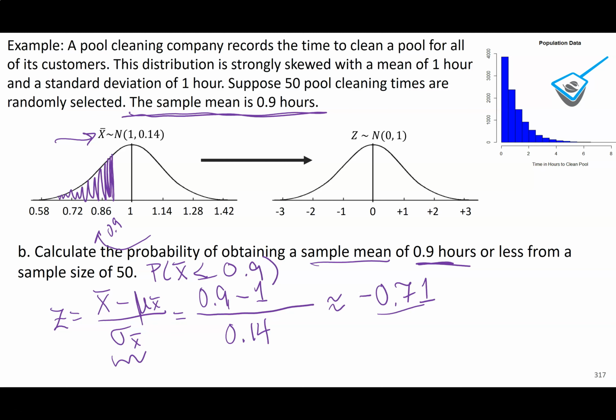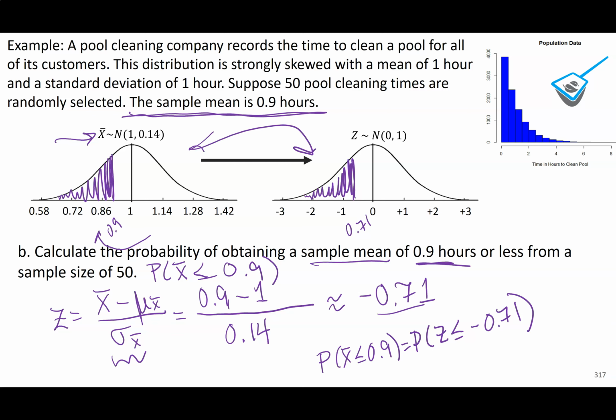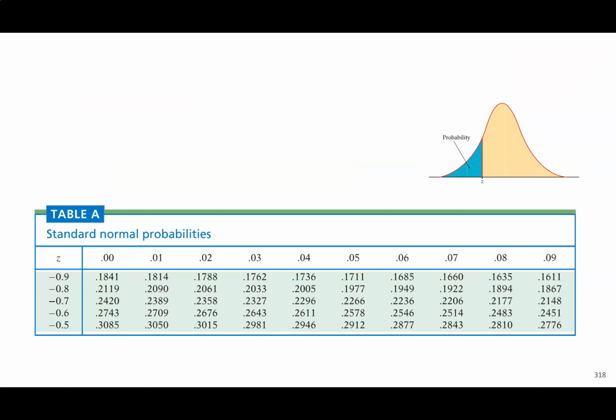So the probability that x bar is less than or equal to 0.9 is the same as the probability that z is less than or equal to negative 0.71. So here, negative 0.71. The shaded areas on these two distributions are identical. And I can use a z-table to find the shaded area on this one. So, the probability is less than or equal to negative 0.71.